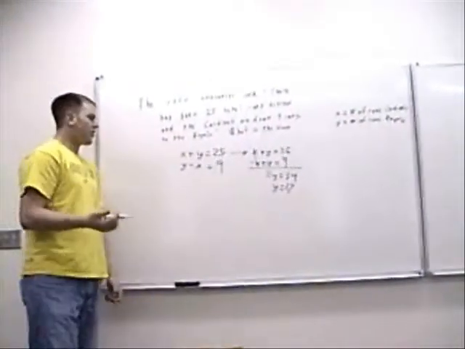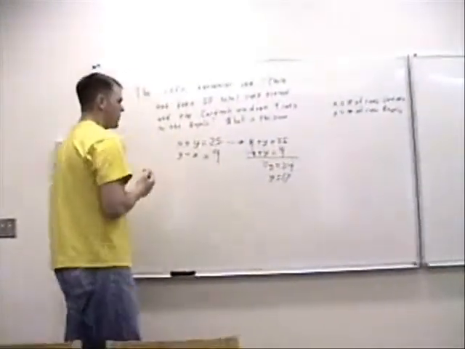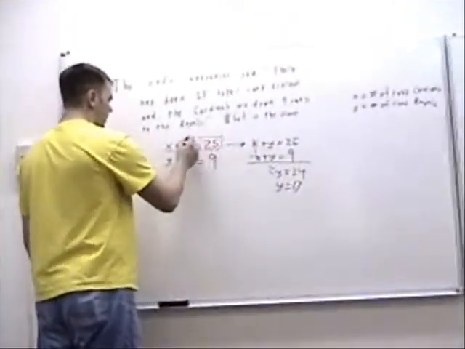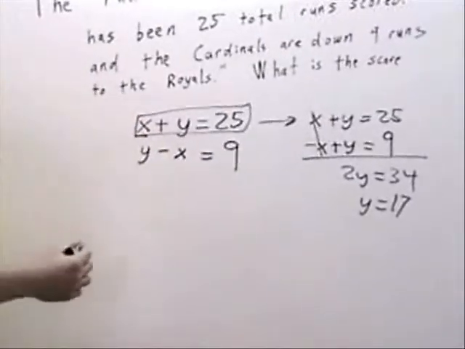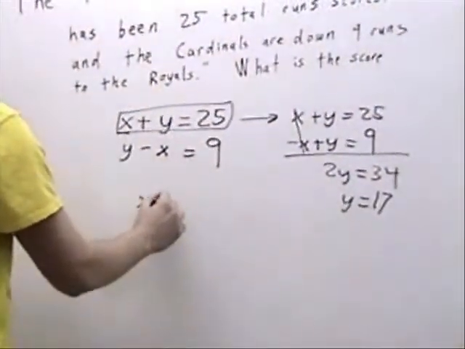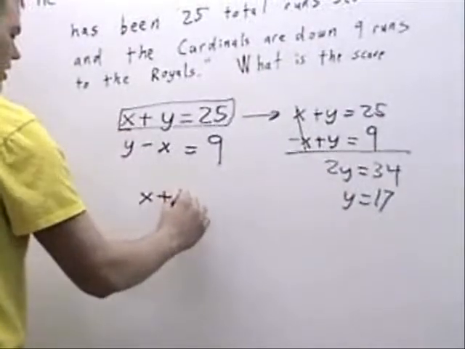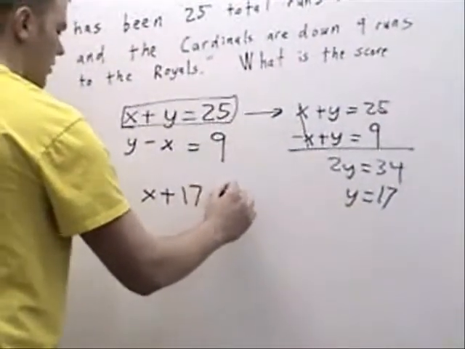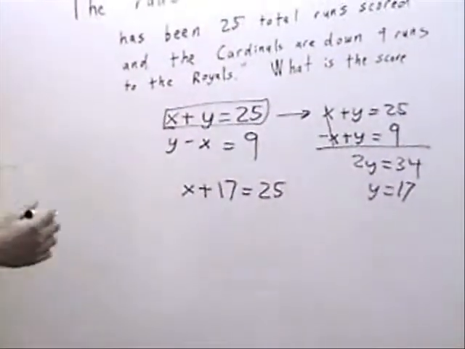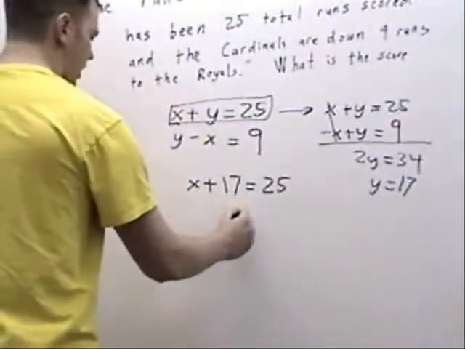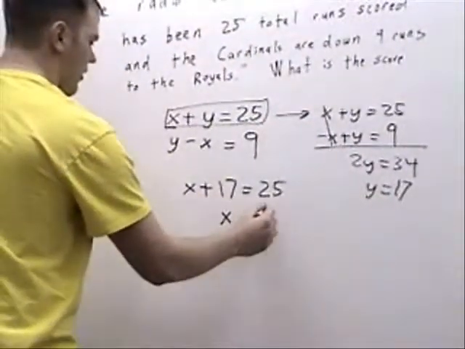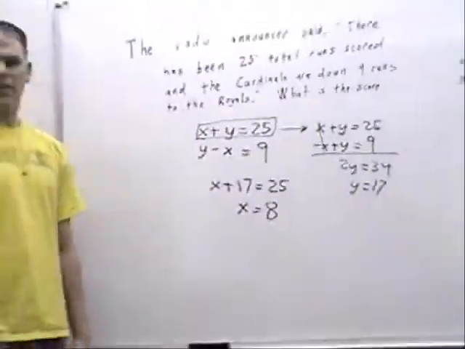Now that you have the y, you can stick the y back into either one of these formulas to find x. So I stick it in the first one right here. So you don't know x still, plus you know y, it's right here, 17 equals 25. So now all you do is subtract 17, you get x equals 8. And that's your answer.